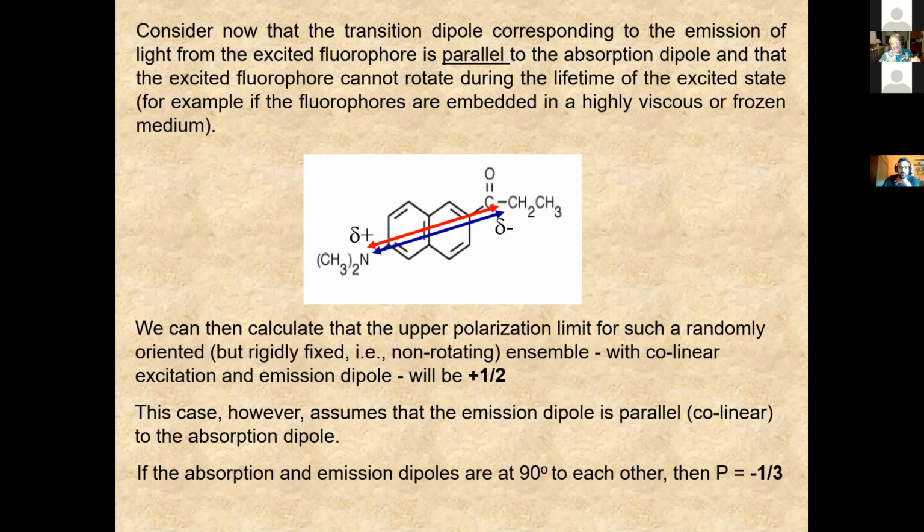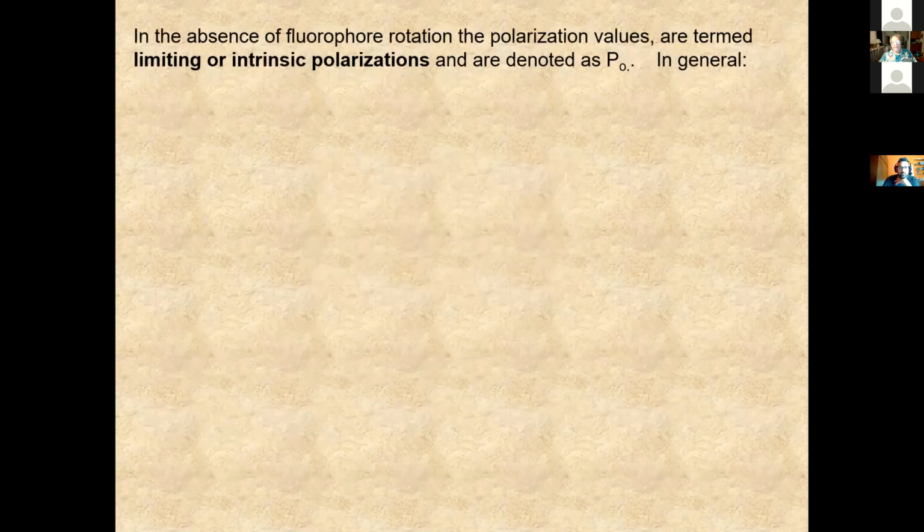And if they're perpendicular at 90 degrees, the polarization you would get would be minus 1/3. So the limits of polarization are plus 1/2 to minus 1/3. And that's important to know those limits. I see over the years, many students, or researchers, not just students, would just assume that the polarization maximum is 0.5. Well, not quite.